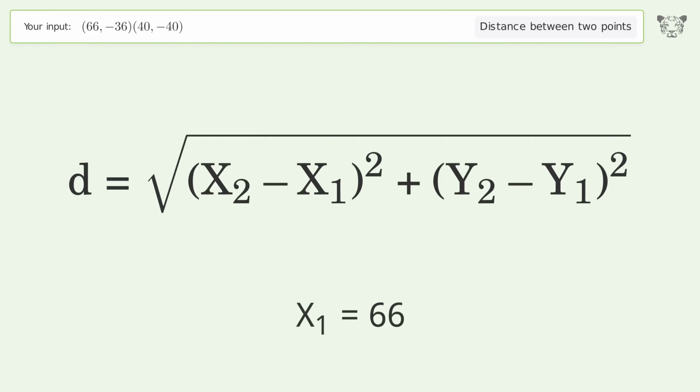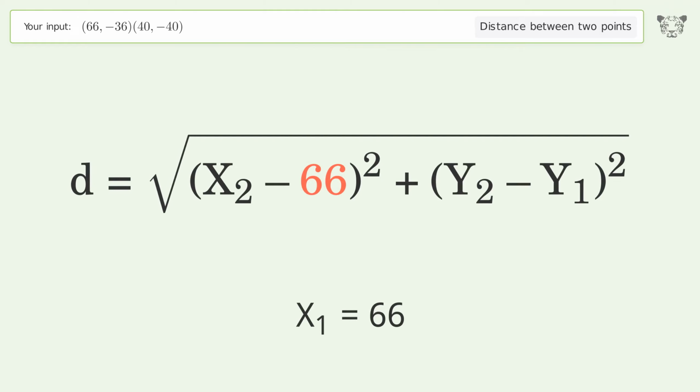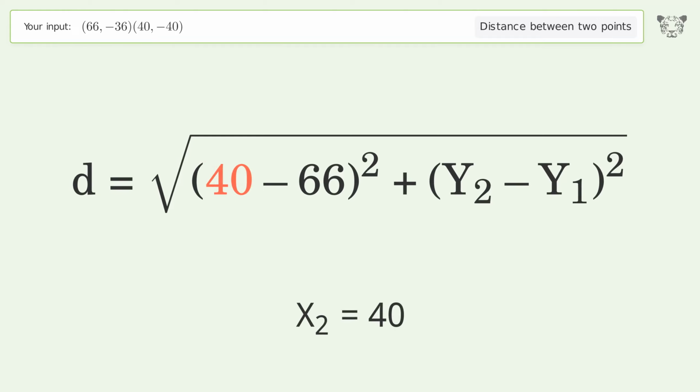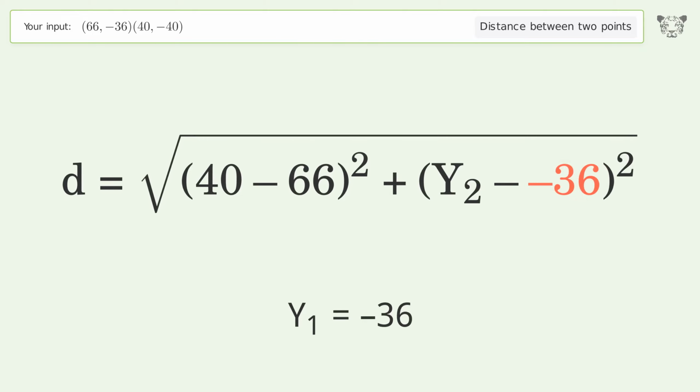x1 equals 66. x2 equals 40. y1 equals -36. y2 equals -40.